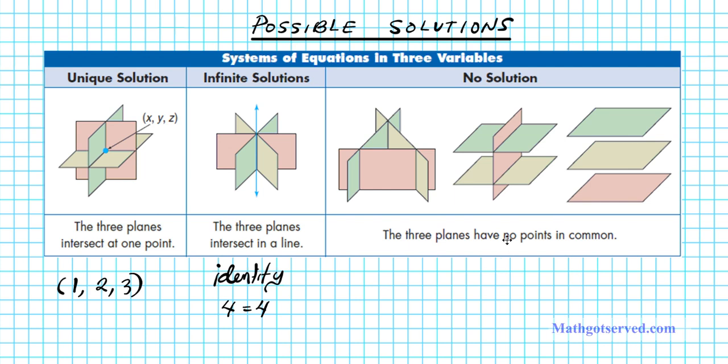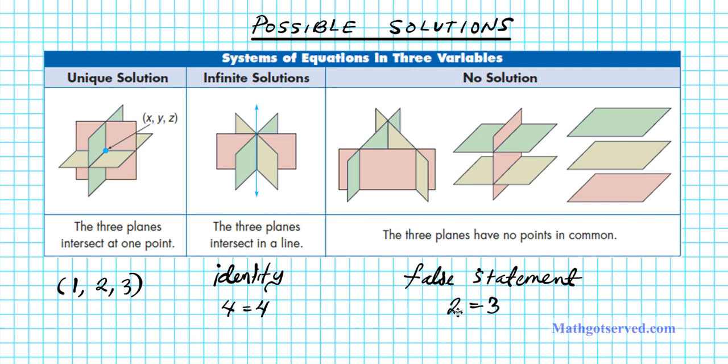How do you know that you have no solution when you're solving a system of three equations? When you end up with a false statement. An example of a false statement is if you solve and end up with something like 2 equals 3. Is this ever true? The answer is no. This is a false statement.